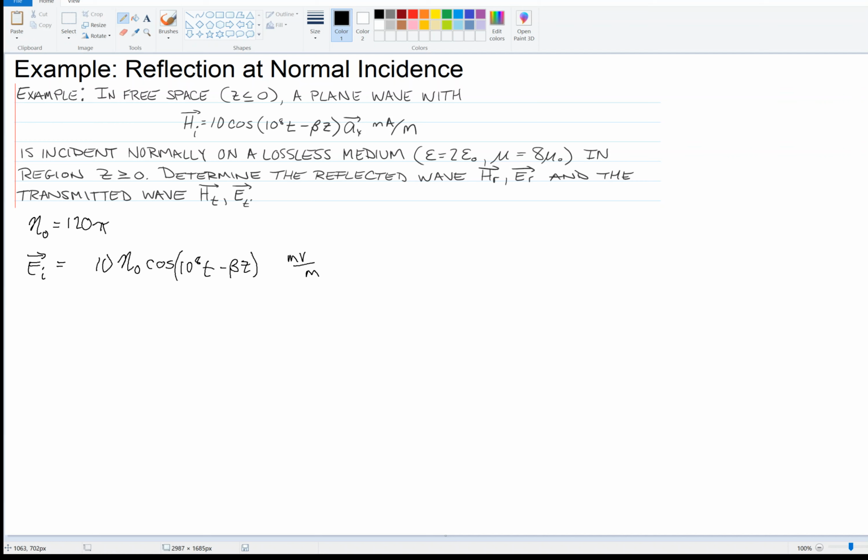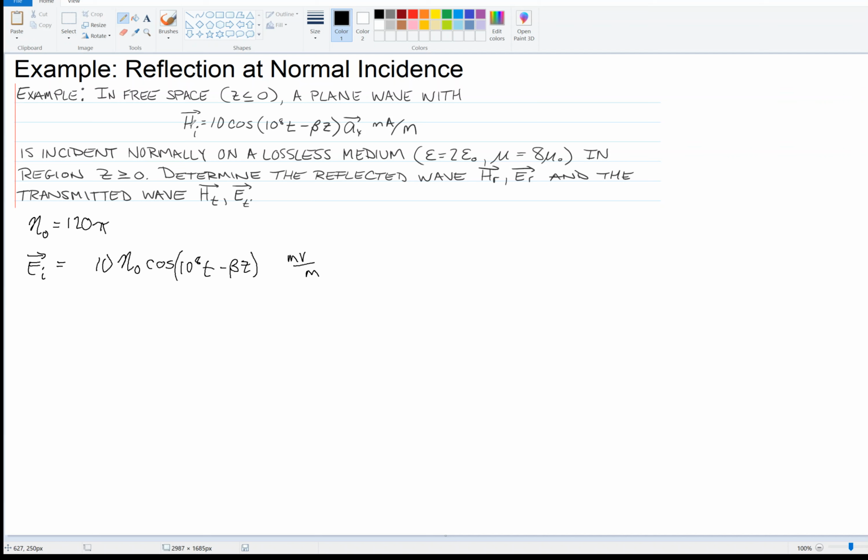This is moving towards the positive z direction. You can see the variation here is positive z. Another way of noticing that, not from H, but from the definition of the interface: we're in z less than 0, and then we transmit to z greater than 0. So this must be moving in the positive z direction.